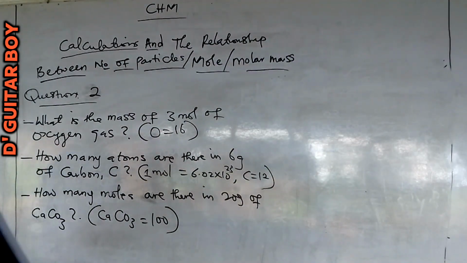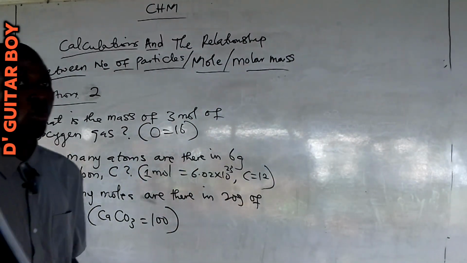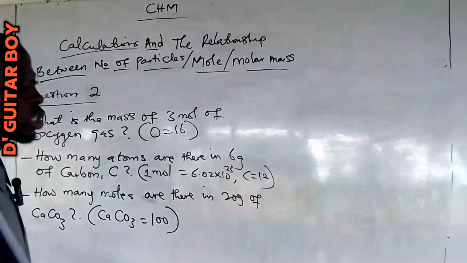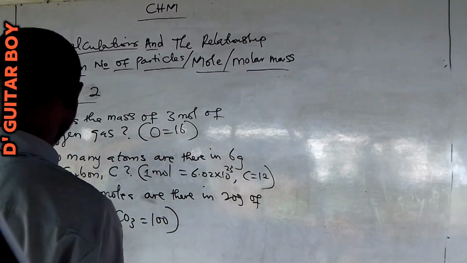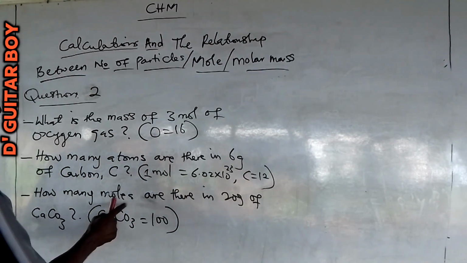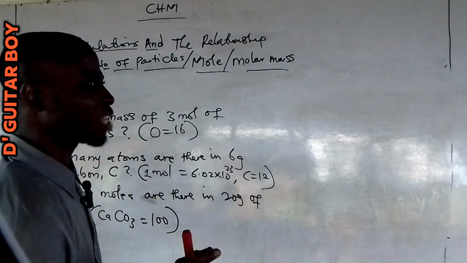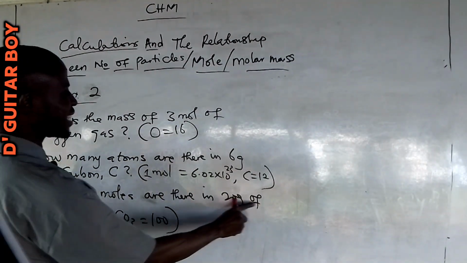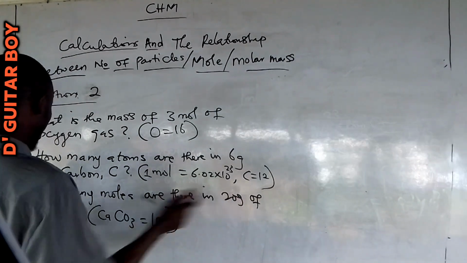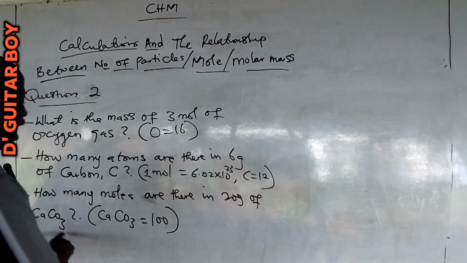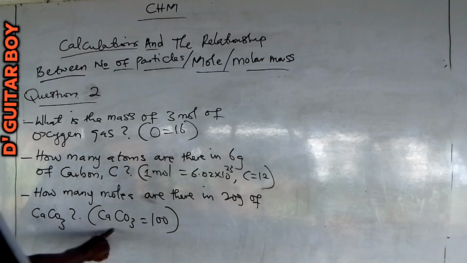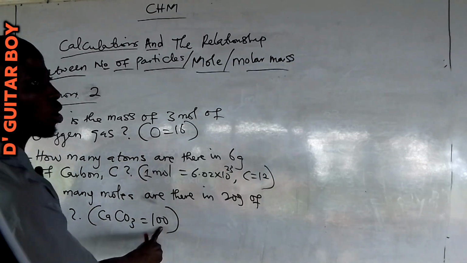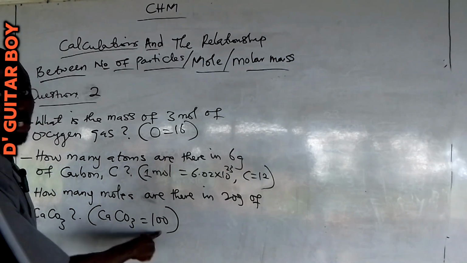Now, this number 3 question is also a simple question. Look at it. It says, how many moles? This one is not particles now. They are talking about mole. How many moles are there in 20 grams? This one is mass. 20 grams of calcium carbonate. Look at the relative mass of calcium carbonate.